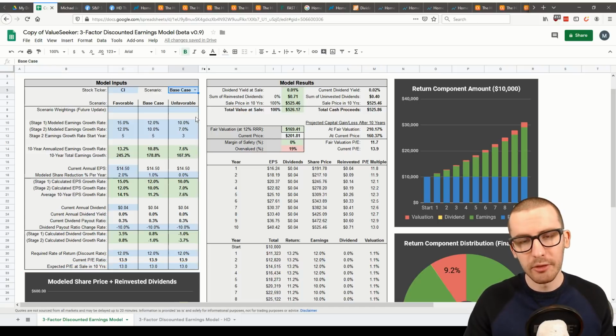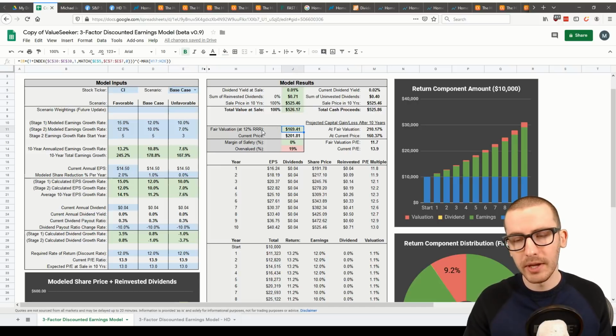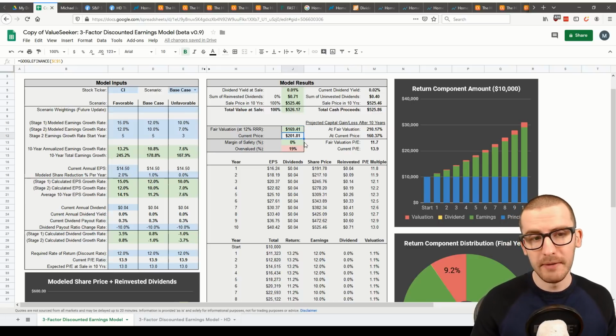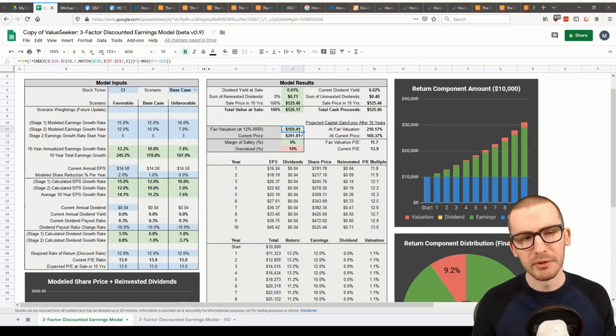With that, you can select 3 different scenarios, and in this case, for the base case scenario, we can get a fair valuation return for Cigna Corporation at a 12% annualized rate of return at about $169. Now, Cigna is currently trading above that, but it wasn't too long ago that Cigna was actually trading below this fair valuation price at around $155.